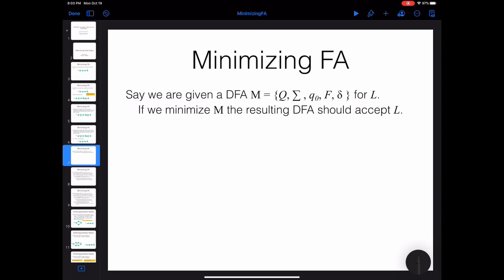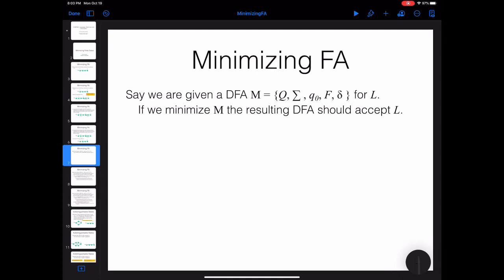When we are minimizing a finite state machine, we should be very careful about one fact. The result of minimization is going to accept exactly the same strings. You are not going to accept any more strings or reject some strings that you are accepting in the original one.